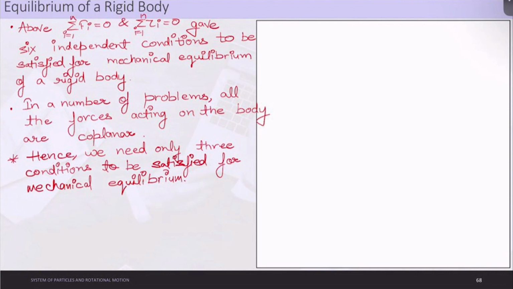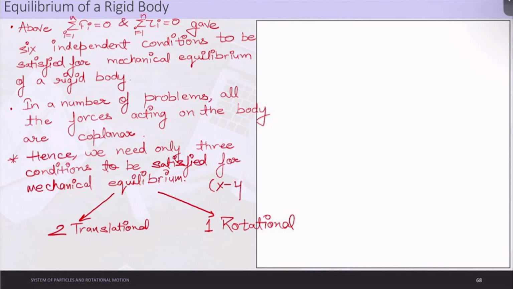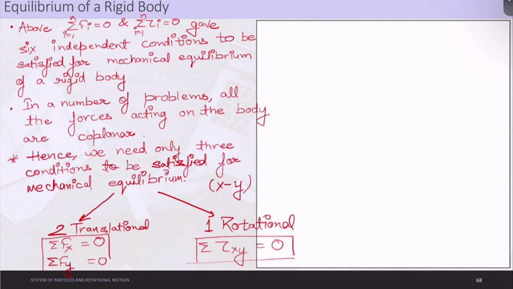So let us understand more about this. These are divided into two types: two equations are for translation, so two translational and one rotational. Let us suppose we are doing this for the xy plane. First we will calculate summation Fx equal to 0. Second, we will calculate summation Fy equal to 0, and then we will calculate the torque of all the forces acting in the xy plane. So these are the three equations which are valid in the case of coplanar questions.